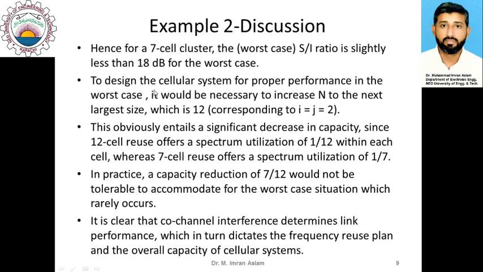So basically, if you strictly want to meet the requirement of 18 dB, in that case the cluster size should be 12. Of course, having a cluster size of 12 would reduce the capacity by this factor of 7 by 12. So we have a capacity reduction by 7 by 12 because we will be having 1 by 12 reuse ratio as compared to 1 by 7. So this is a significant change in the capacity.